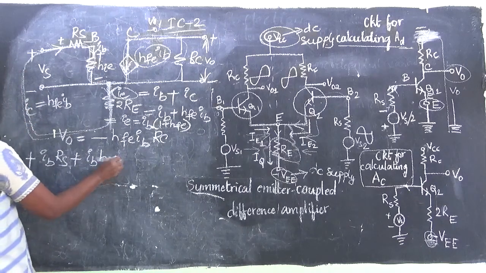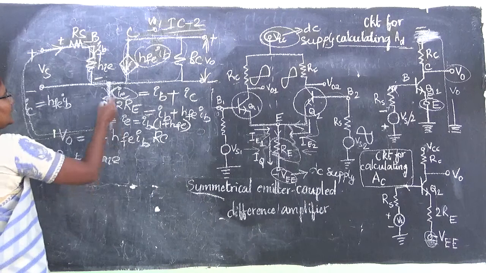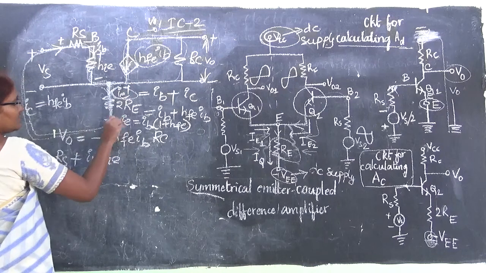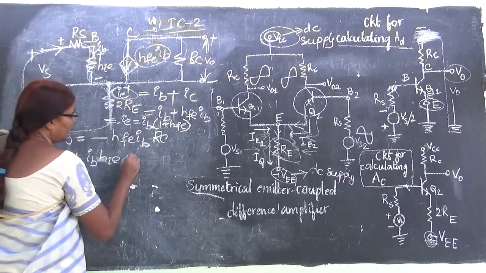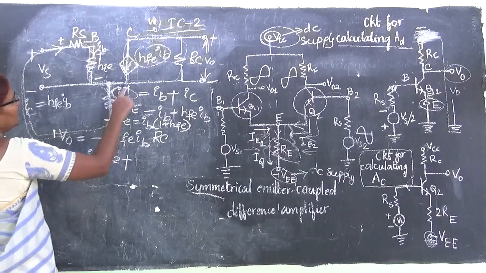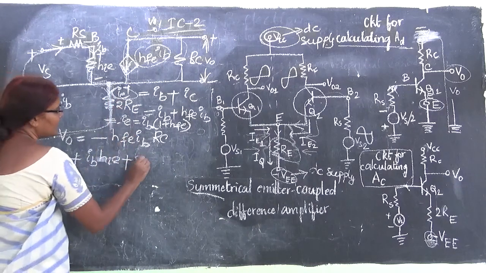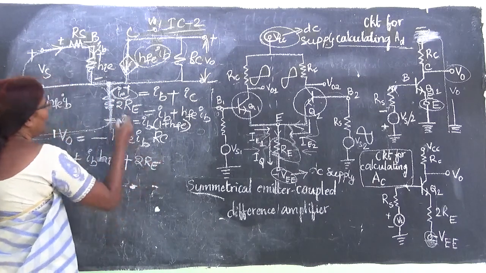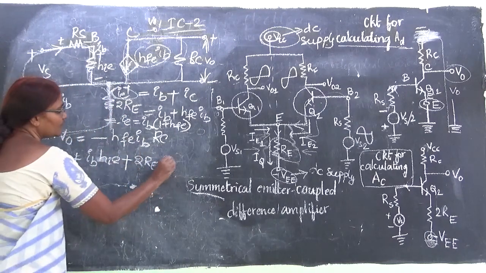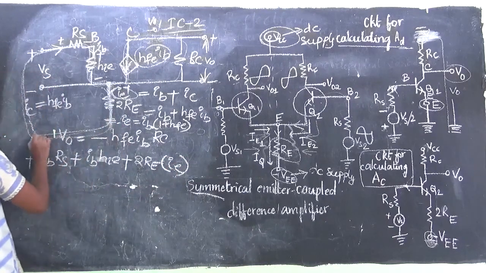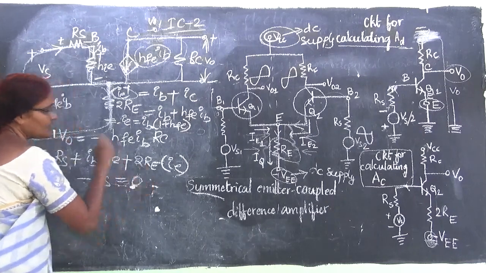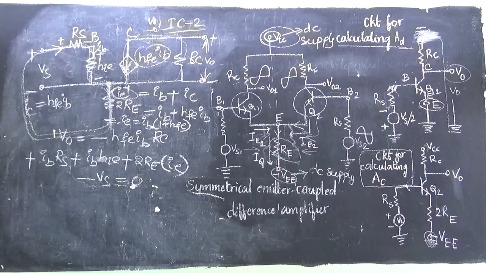Next, here the same combined current is flowing through this. So this is the higher potential, this is the lower potential, and so I get plus, the positive terminal first, and this is the resistance RE, and my current is going to be IE. And again I am touching the negative terminal here, so minus Vs is equal to 0. So this is my loop equation.